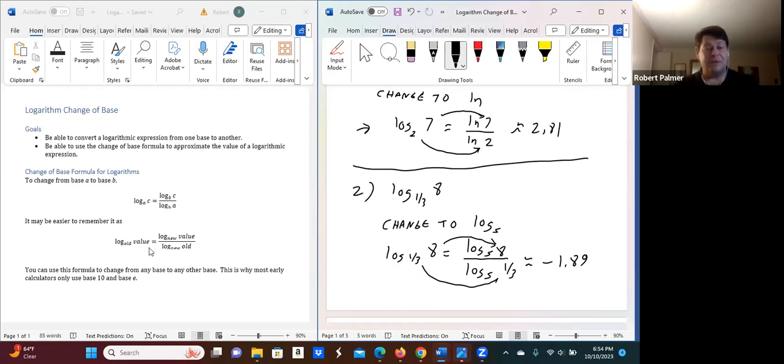Just remember this. So changing the log of your old base of some value, it's the log of the new base in both places. Then the value goes on top. The old base goes to the bottom. And so we get that.